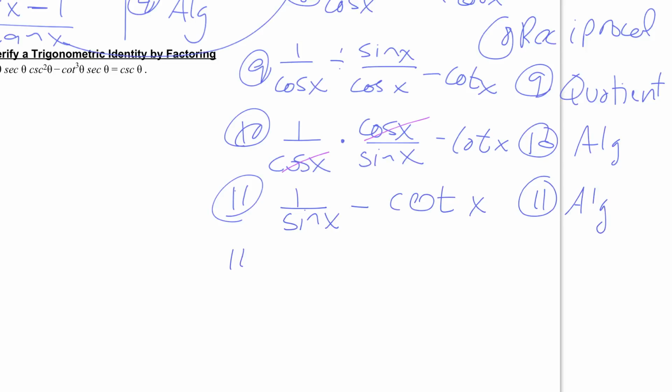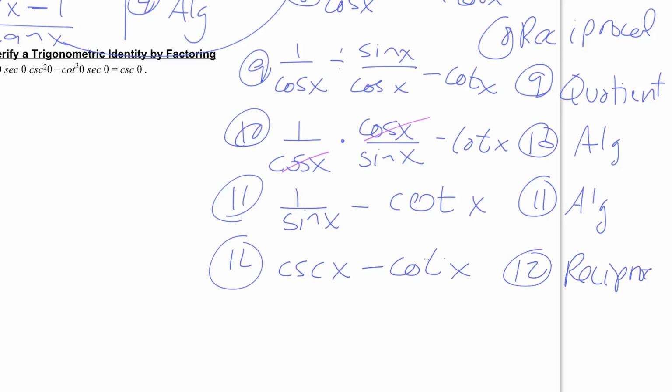And then finally in step number 12, I can use my reciprocal identity to change 1 over sine x to cosecant of x minus cotangent of x, which is what I needed to prove. And so step number 12 here, this was my reciprocal identity.